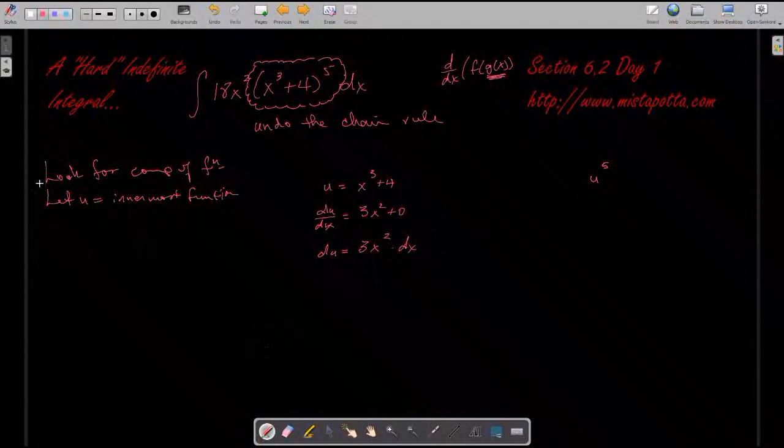So the first thing I had to do is look for a composition of functions. And the second thing I did, once I found a composition of functions, was let u be that innermost function. And I have to find du.